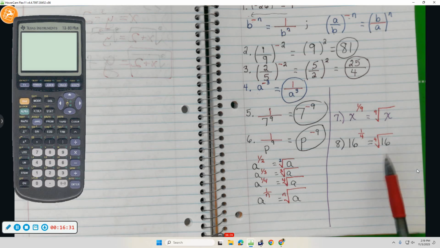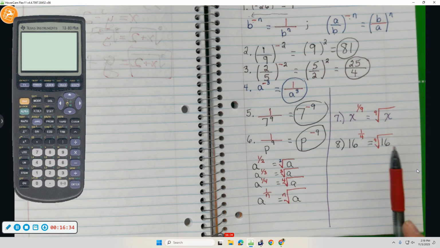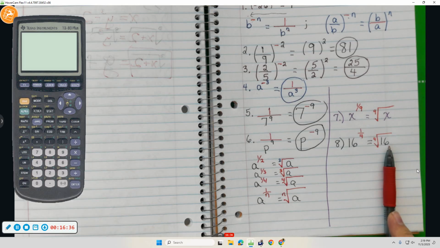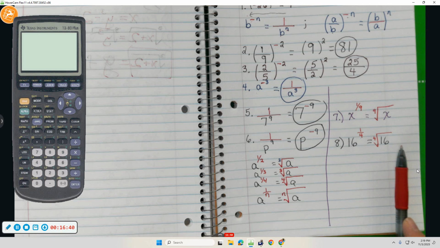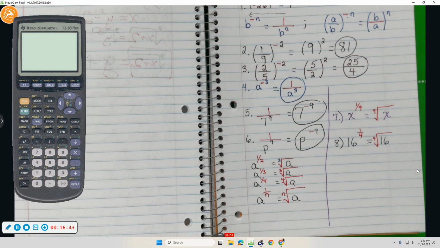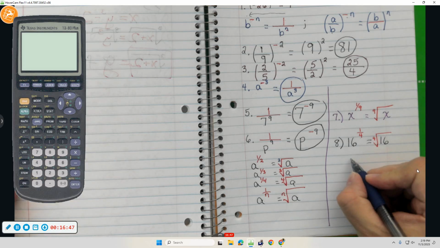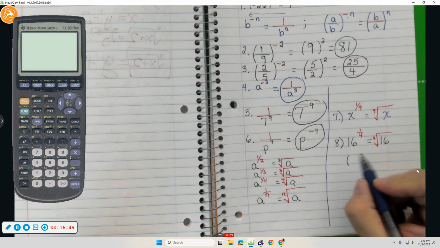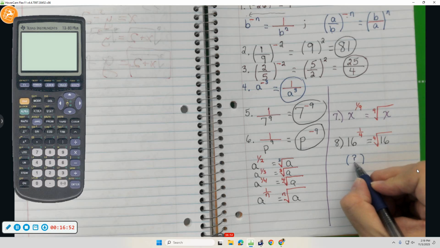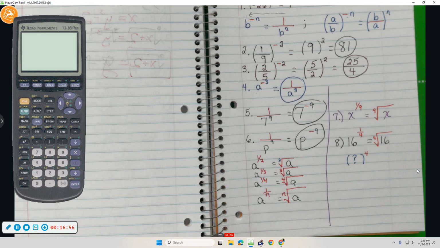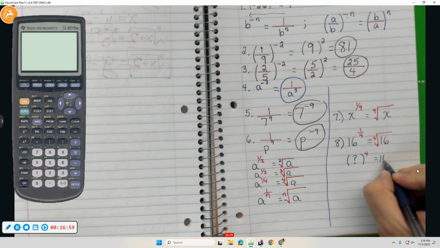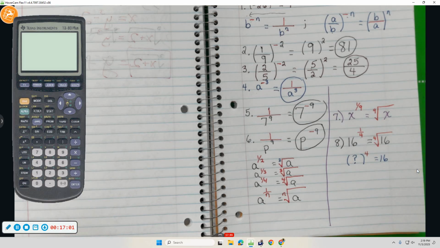What is it asking for? It says the 4th root of 16. Is there a number that we could multiply together 4 times that would get 16? Here's what you're wondering. What number raised to the 4th power will give us 16? Do we expect it to be a big number or a small number? Small. Better be pretty small, right?